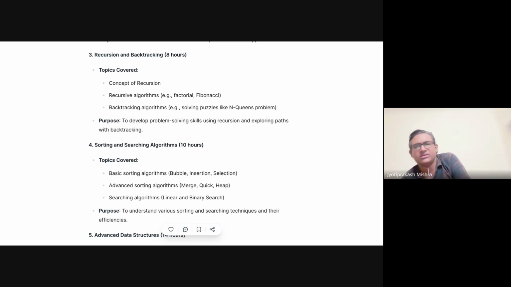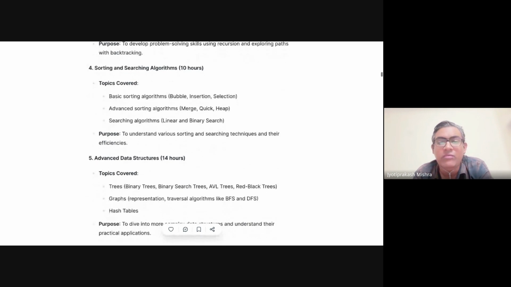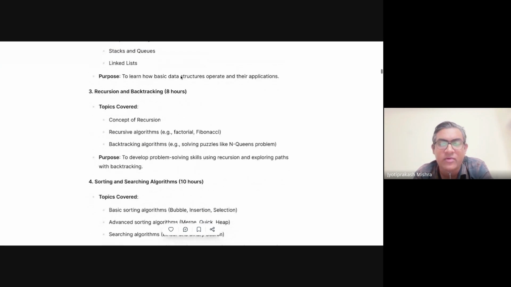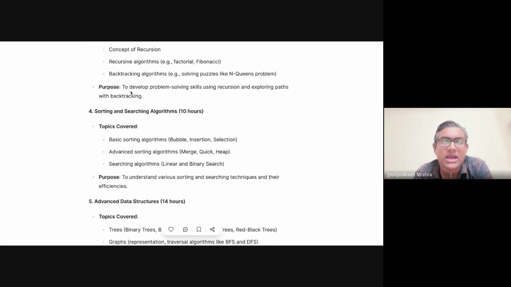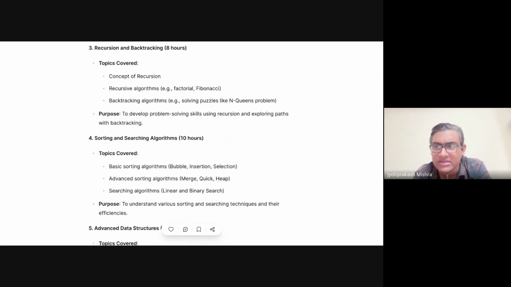That is recursion. So we will go over recursion again, and we will solve a few problems like factorial, Fibonacci, and we will solve a few backtracking algorithms. I will show you one backtracking algorithm in today's class itself. Then we move over to, and we will spend about 8 hours doing this. And I'll be giving you homework. Please solve and practice. It's a very good opportunity for you.